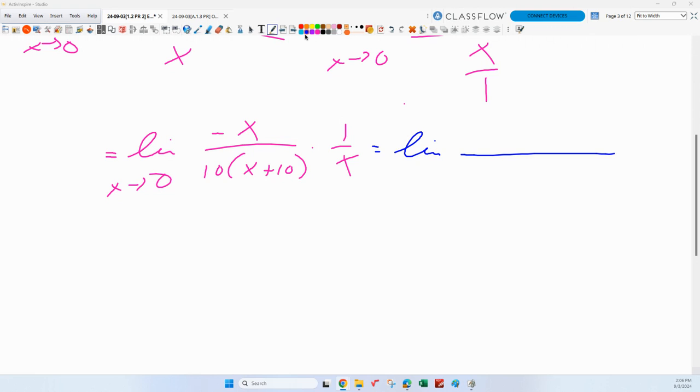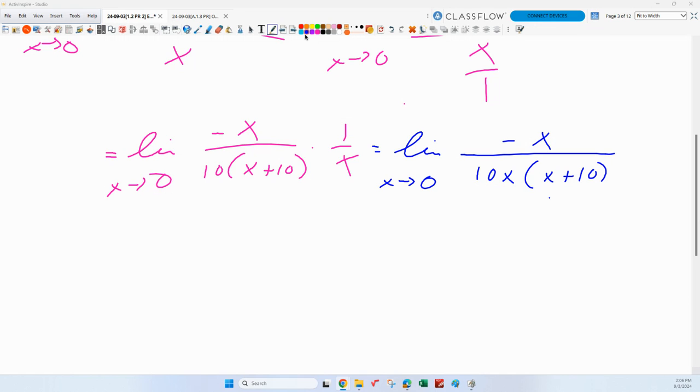Okay. So when we multiply fractions, we multiply straight across. So then we just get on the top negative x. On the bottom, we get 10 times the quantity x plus 10 times x. Let's just group the x with the monomial 10. So on the bottom, we get 10x times the quantity x plus 10 as x approaches 0.